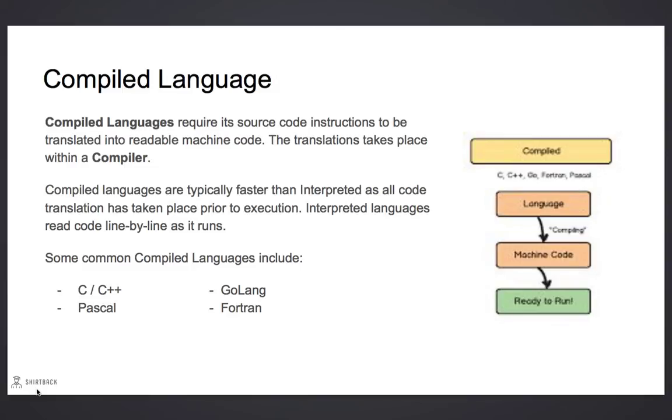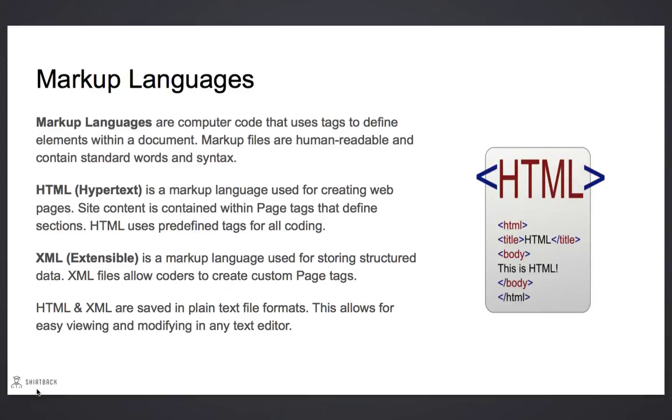Some common compiled languages include C and C++, Pascal, Golang, and Fortran. Markup languages are computer code that uses tags to define elements within the document. Markup files are human readable and will use standard words and syntax.